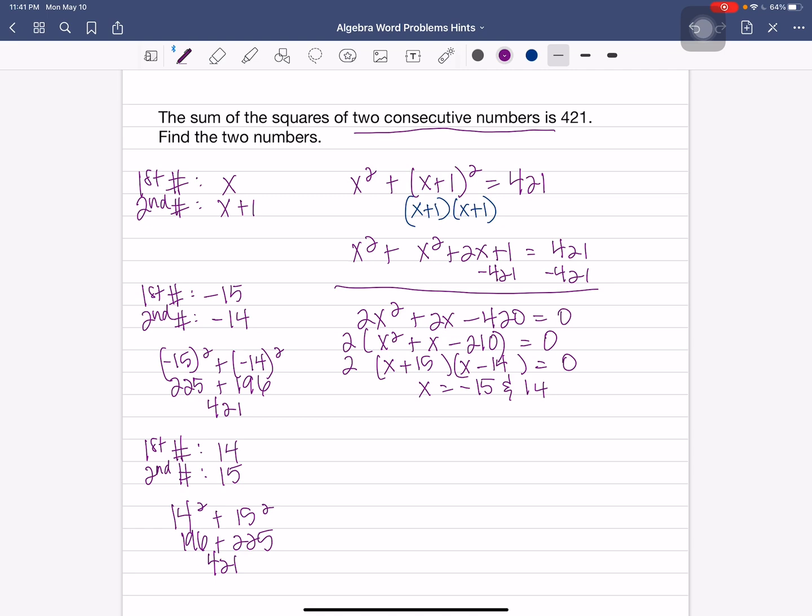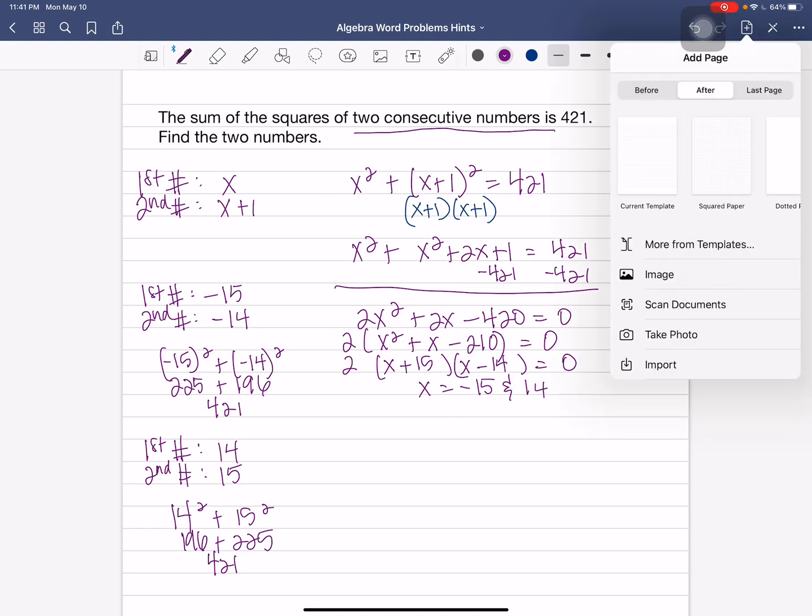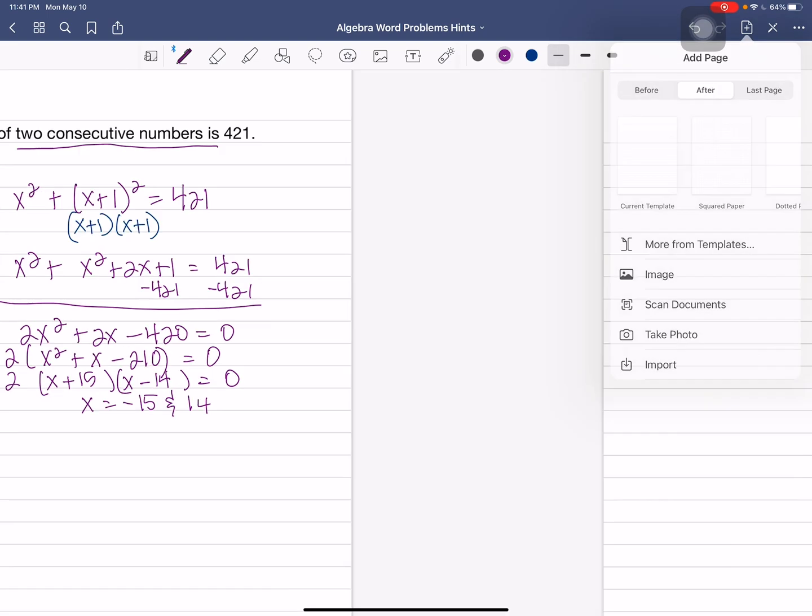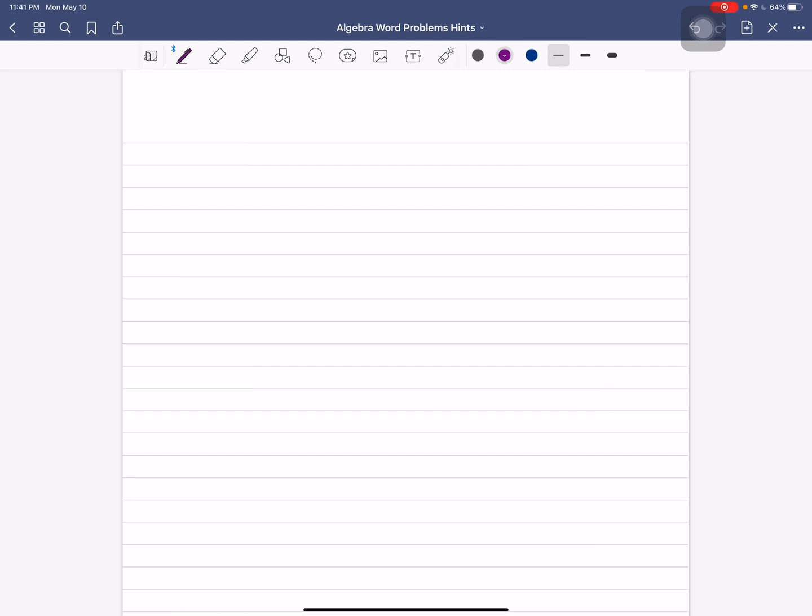Now, I'm going to give you a hint on a couple more here. I'm going to add another page. The other ones I feel are similar to problems that we've done before, except for maybe the rocket problem and the fencing problem with the dog. And with the rocket problem, I'm going to write in some hints here.